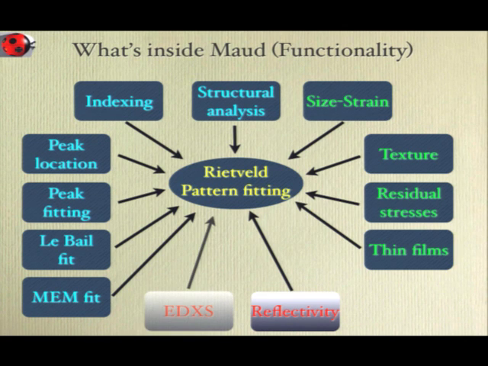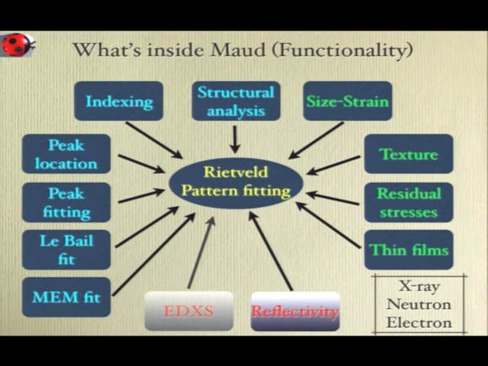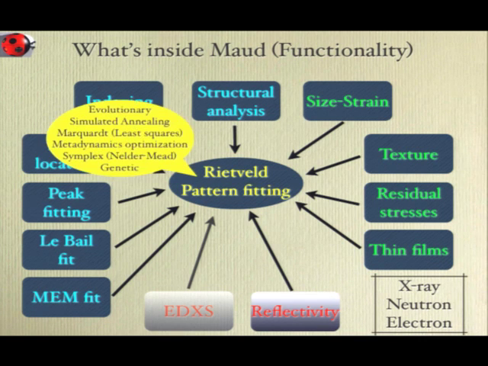So we have different techniques, reflectivity. We deal also with ADXS. That one is ready, and I actually had to take out some bugs from the XRF part that is in. We work with X-ray, neutron, and electron. And every one of these parts, as I said, has different algorithms, different methods, and can be extended very easily.